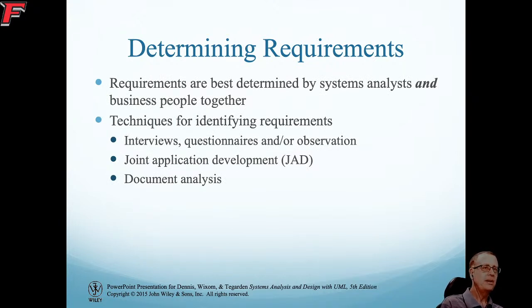Requirements are best done collaboratively between representative stakeholders, right? And the two representatives that are stated here are the systems analysts, the part of the development team that tries to do the translation, and the business people, right? They're the people outside the development team, but with an interest in seeing the success of the development team. And there are various ways of identifying requirements: interviews, questionnaires, or observation, a joint application development group, or document analysis.